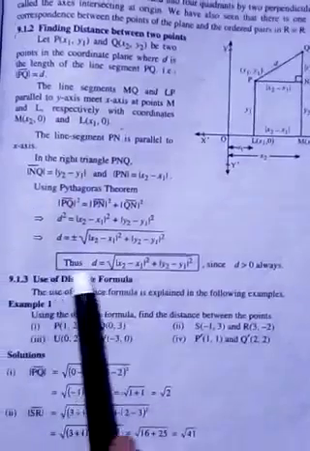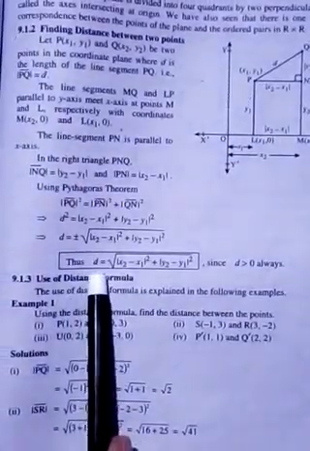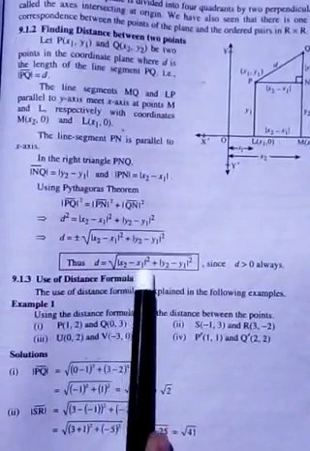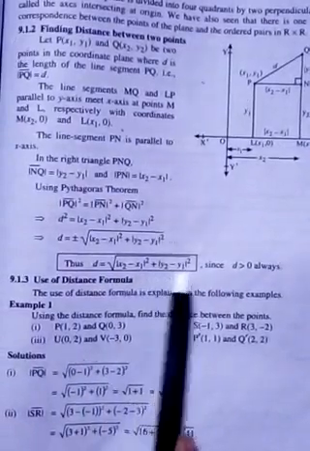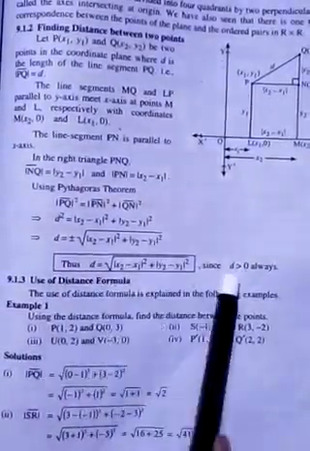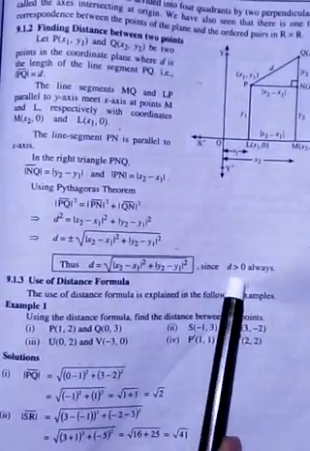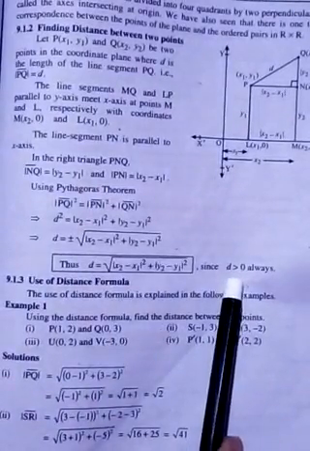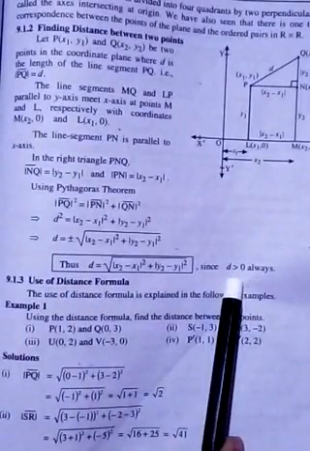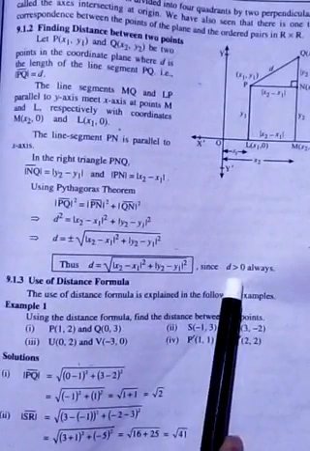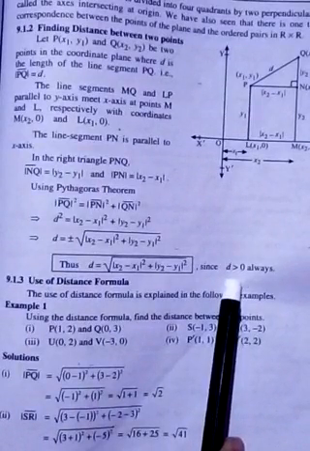That is the formula of distance. Distance is denoted by d equals the square root of (x2 minus x1) whole square plus (y2 minus y1) whole square. d is greater than 0 always. It means d cannot be negative. We cannot say that the distance from my home to my school is minus 10 kilometers. It is not possible. So distance will be greater than 0.